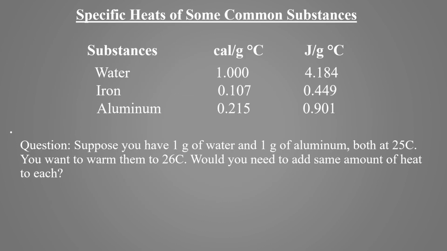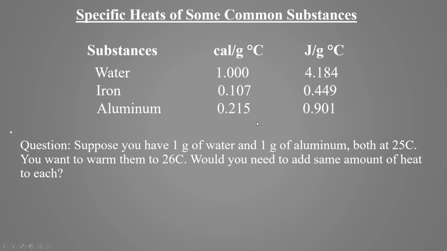On this slide, you are looking at the specific heats of some common substances. So look at these values and then try to answer the question. Question is that suppose you have 1 gram of water and 1 gram of aluminum. Both are at 25 degrees Celsius and you want to warm them to 26 degrees Celsius. Would you need to add the same amount of heat to each of them? You can pause the video and try to think of the answer, and then play the video for the answer.